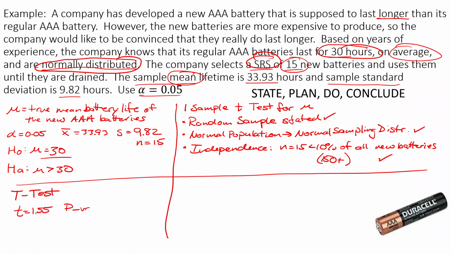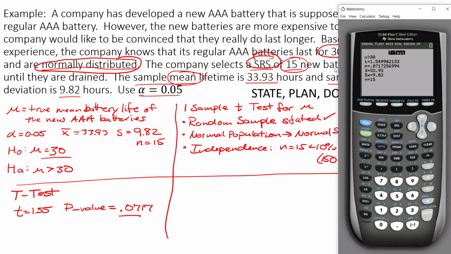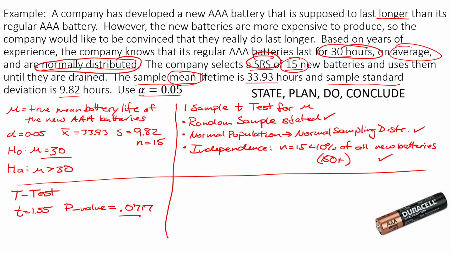And our p-value is 0.0717. 0.07 is really the important part right there. All right, so we wrote that down. Let's see, was there anything else we need to write down? x bar, s, we've already got those written down here, so we're good to go there. So now we're going to make our conclusion.